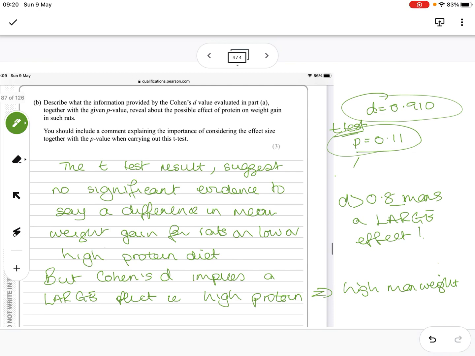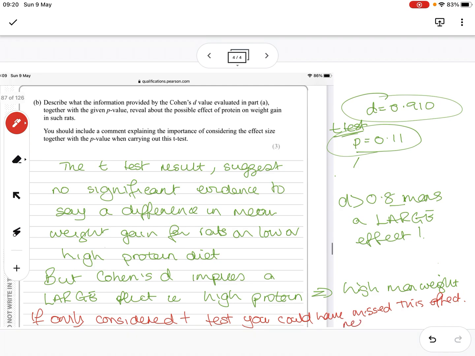And the thing is, if you only considered the p-value, and this is always what they say, so if you only considered the t-test, you could have missed this effect. And we need a larger sample size, basically, to be sure, because the sample size was too small.